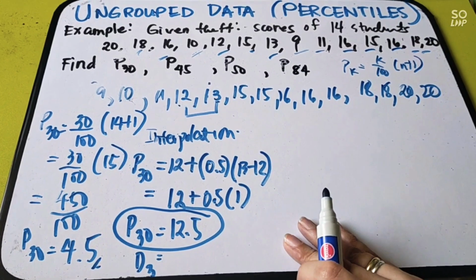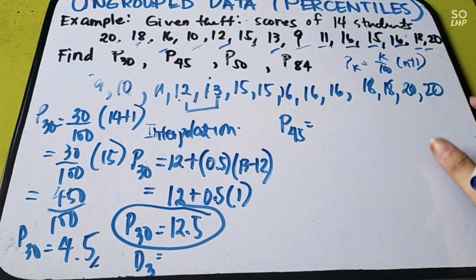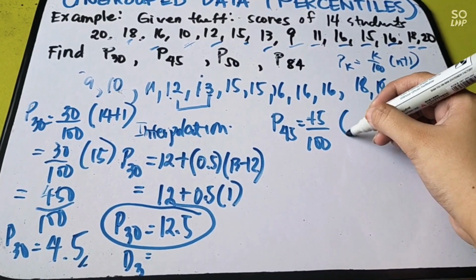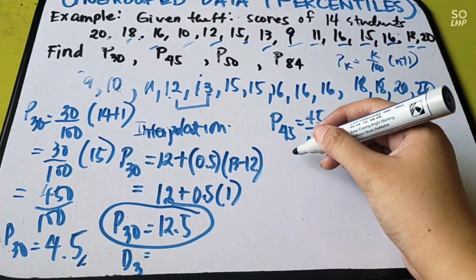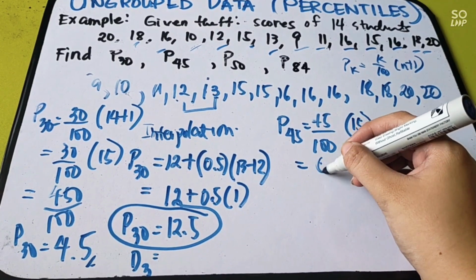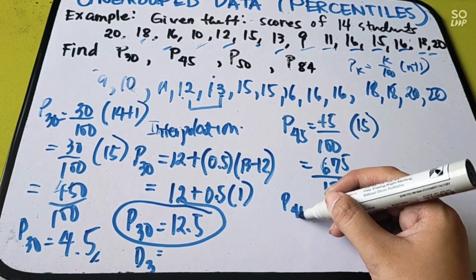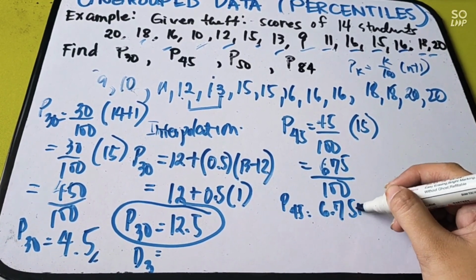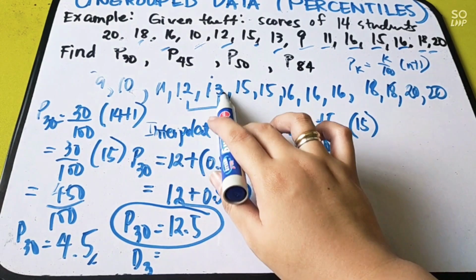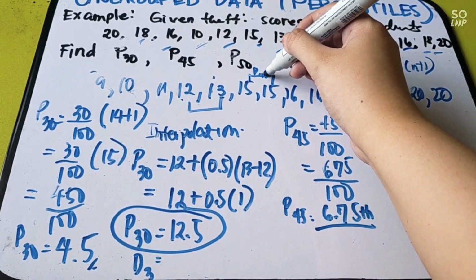Okay, next tayo, we have here the 45th percentile. P sub 45 is equal to 45 over 100 times 14 plus 1, that is 15. Calculate ulit natin. 45 times 15, the answer here is 675 divided by 100. This one, P sub 45 is 6.75. So, between 6 and 7. 1, 2, 3, 4, 5, 6, and 7. So, dito natin makikita si P sub 45.